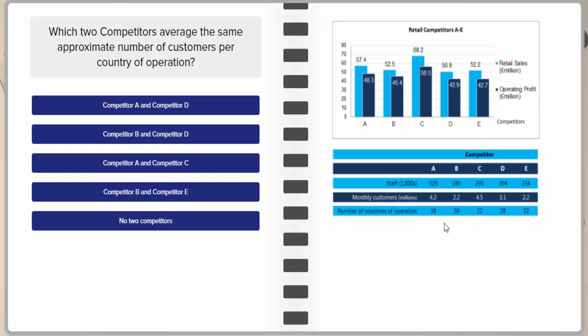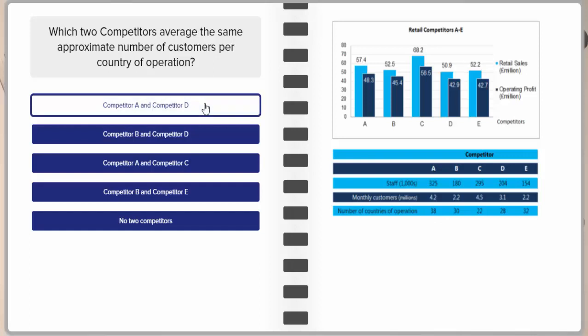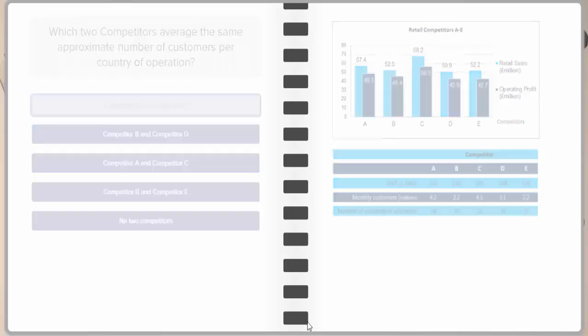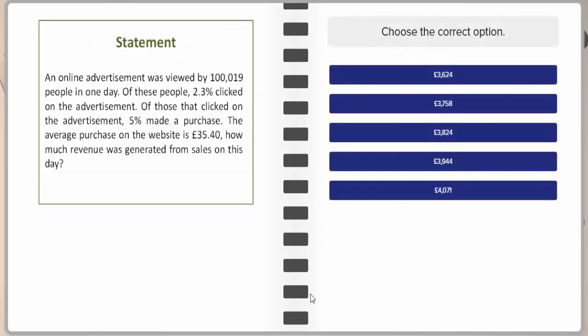I think this is the same answer. A and D. 2.2 divided by 32. A and D. Yes, it's A and D, right? Okay, choose the correct option.